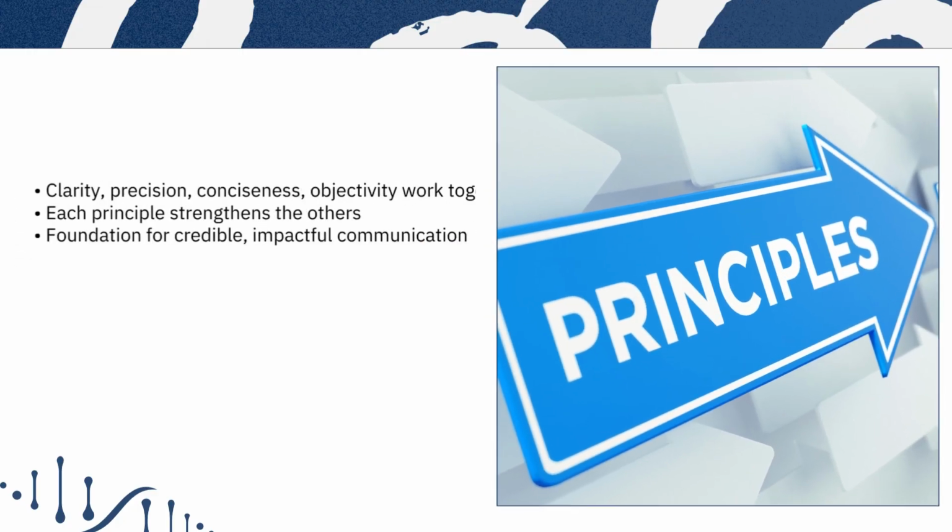So we've covered our four core principles: clarity, precision, conciseness, and objectivity. Think of them not as four separate rules, but as pieces of a puzzle. Clarity makes your message understandable. Precision ensures it's accurate. Conciseness makes it efficient. And objectivity guarantees it's trustworthy.